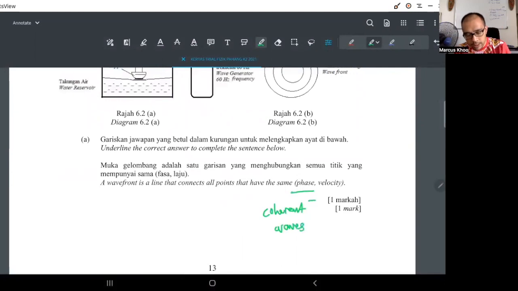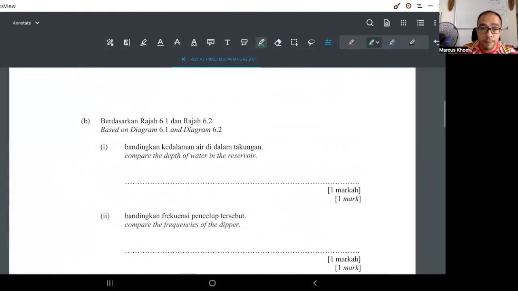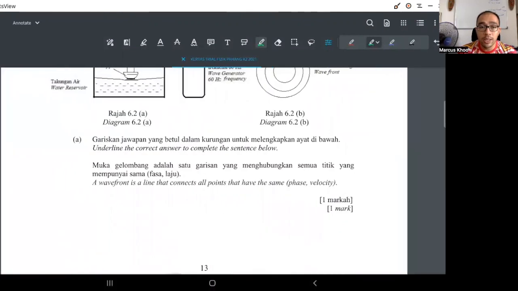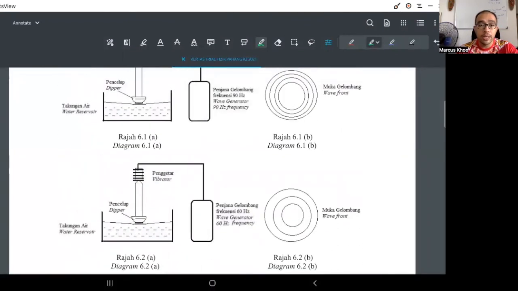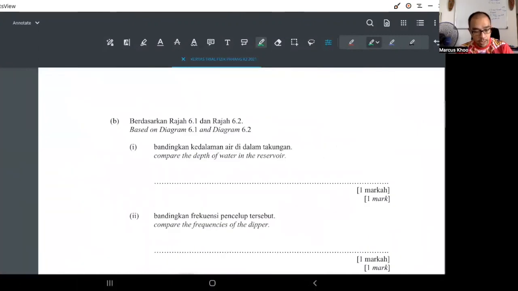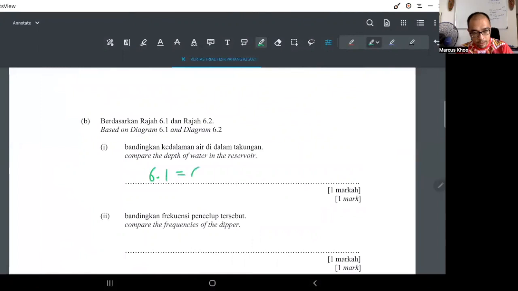Okay, these are names. Waves that are in the same phase, same frequency, same wavelength are all called coherent waves. Okay, so the depth of the water, when you compare, looks the same, and it is the same. So 6.1 is the same as 6.2.